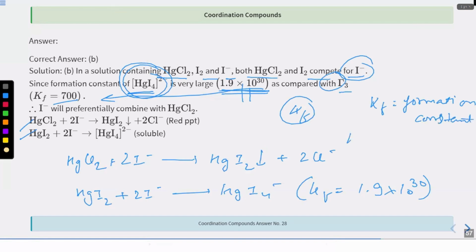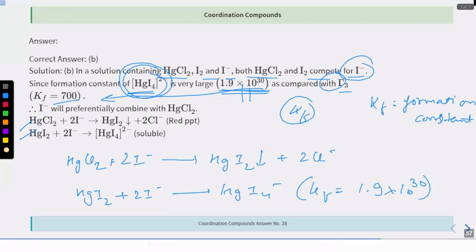which we study in equilibrium. When you study the equilibrium chapter, then you study about the formation constant. It basically represents the tendency of the reaction to move in the forward direction. That is, is the reaction really wanting its reactants to convert into products or not? This tendency of the reaction is represented by this formation constant. So of course, the Kf of HgI4 2 minus is very large as compared to I3 minus. That's why I can say that this reaction will take place as compared to I3 minus.